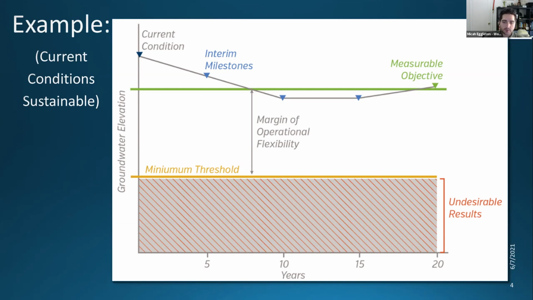That space in the gray is intended to allow things in the basin to happen, like drought periods, or maybe there's a land use change or something like that. It allows operational flexibility for the basin to operate and dig into those groundwater levels. This is just a groundwater levels example. Our minimum threshold is that yellow line, or anything below that can be considered an undesirable result, depending on how you define undesirable result. And we'll go into that a little bit in the presentation as well.